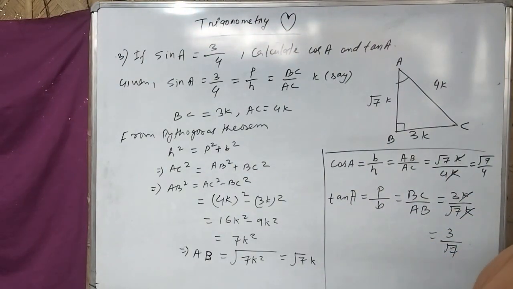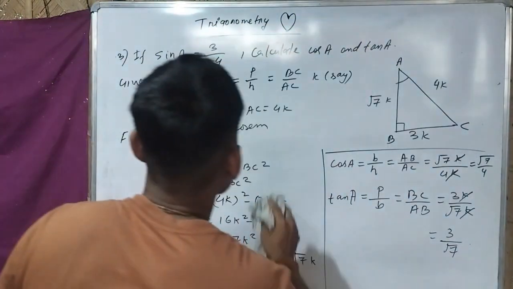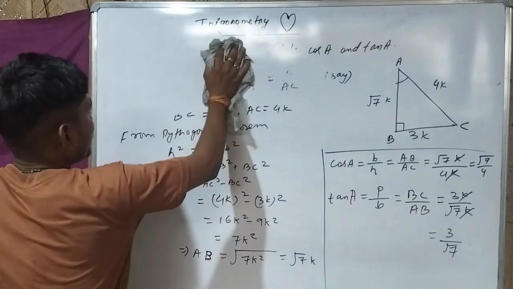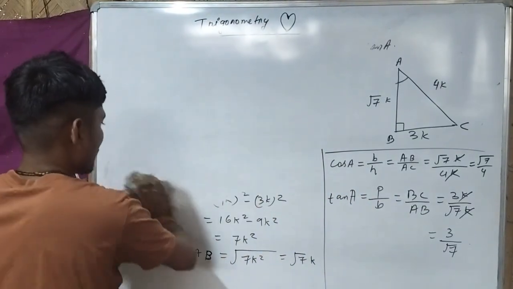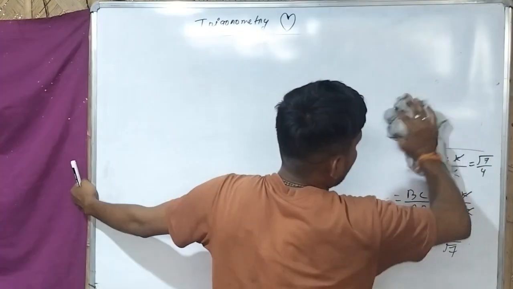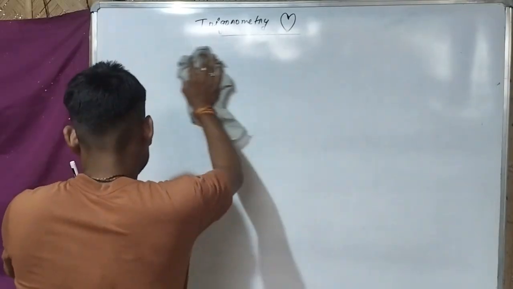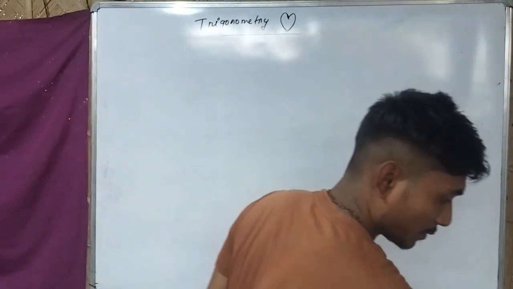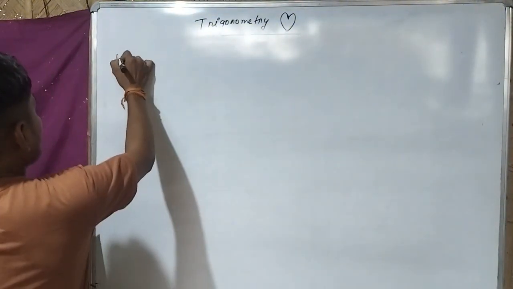Okay, now next, question number 4. I am going to take question number 4. Now see, question number 4, what is given? Given cot A equal to 8, find sin A and sec A.